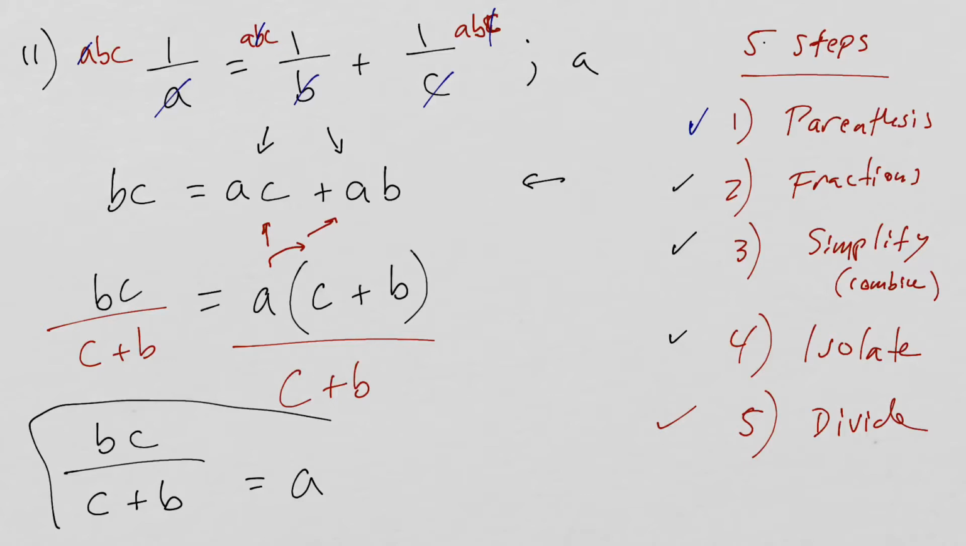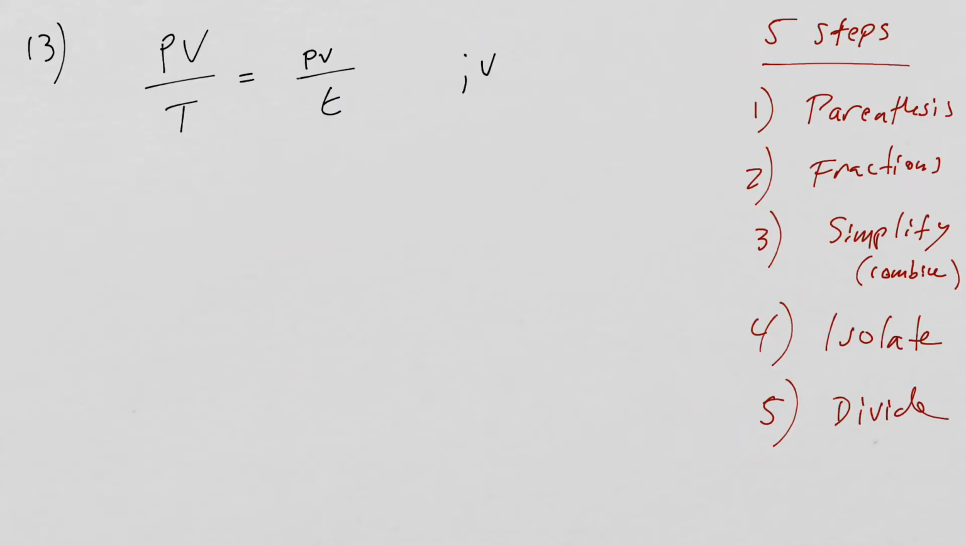We cannot cancel anything because remember you can only cancel factors and not terms. And these C's and the B are terms. You could only cancel if there was an entire C plus B factor up here, and there isn't. So we're done.